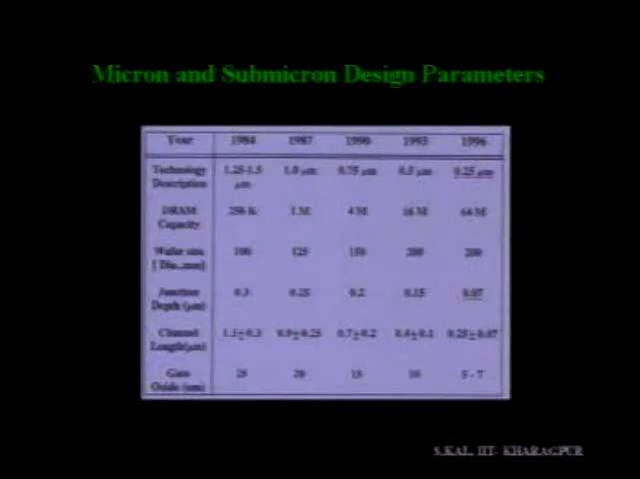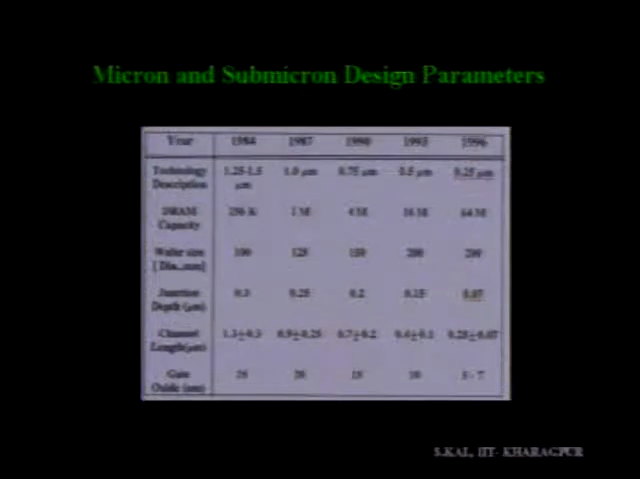Now, we talked about the reduction of size, that is lateral geometry. What about the vertical geometry? The reduction of lateral geometry of the transistor will not give you performance improvement of ICs until and unless you reduce the vertical geometry, that is the junction depth.